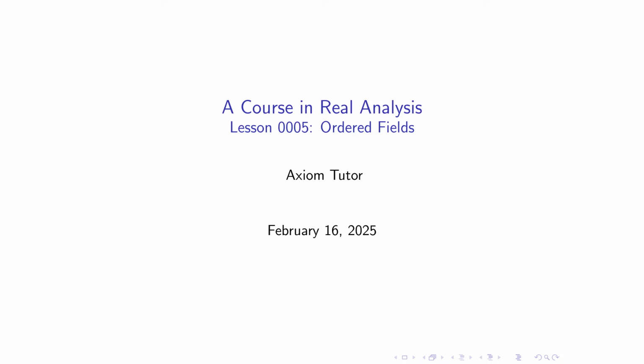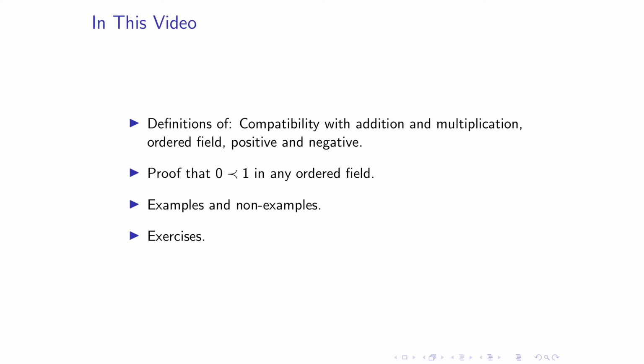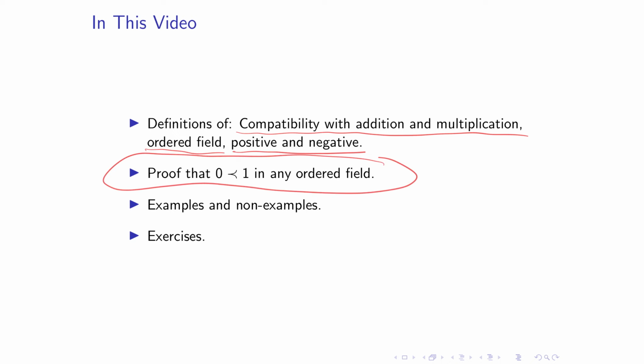Welcome to the next video in the course in real analysis. This is lesson 5, discussing ordered fields. In this video, we will define compatibility with addition and multiplication. We'll define what an ordered field is, positive and negative numbers. We'll give an example proof that in any ordered field, 0 precedes 1, and we'll see examples and non-examples and exercises at the end.